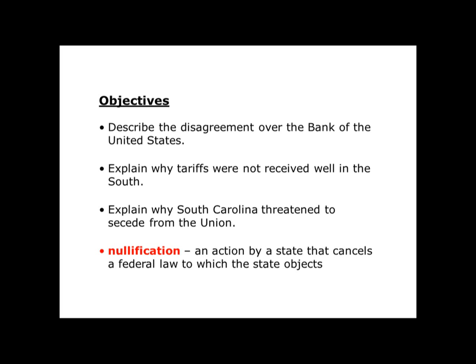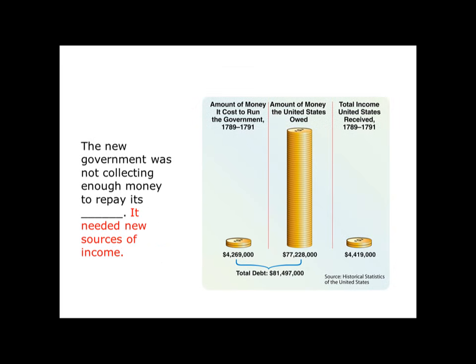All right, switching gears here. We'll talk about the Bank of the U.S., why tariffs weren't well received in the South, South Carolina threatening to secede, and nullification. The new government was not collecting enough money to repay its debt. It needed new sources of income. You can see by the chart there that we owed a whole lot of money, way more than we were taking in. This was problematic.